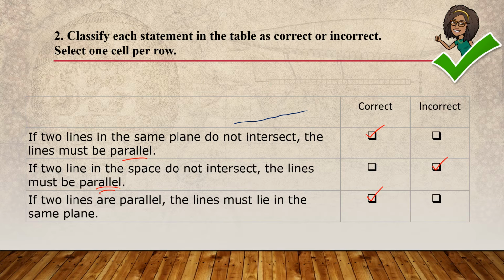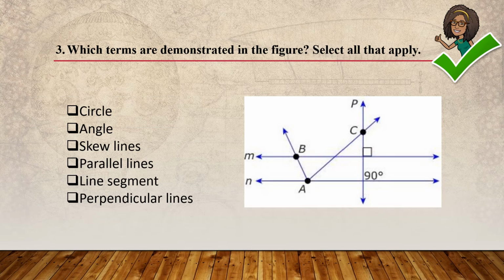All right, let's look at example number 3. It says, which terms are demonstrated in the figure? Select all that apply. So we're looking to see if the terms mentioned here can actually be seen in the picture. The first one, a circle. We know the definition of a circle is a center with points that are equally distant from that center that lie in the plane. Looking at this picture, we don't see any circles here, so we can X that one out.